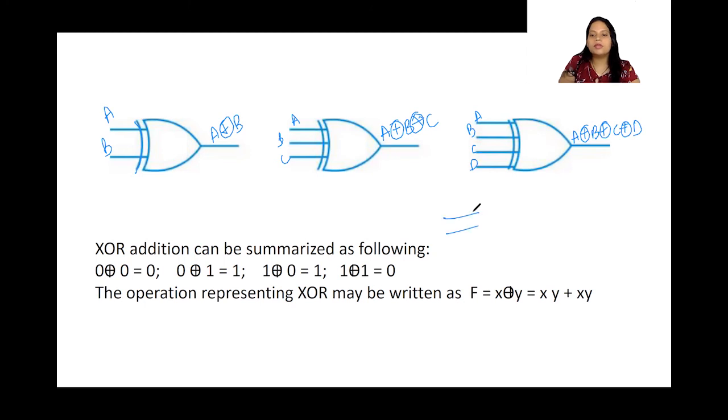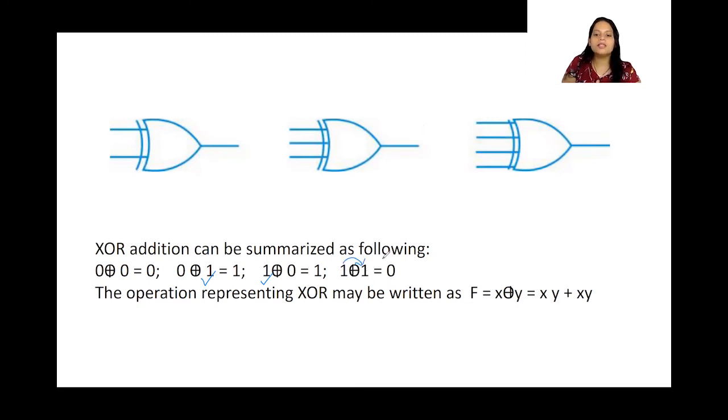The symbol you should remember. How do we write the XOR? See here, XOR addition can be summarized as follows: 0 XOR 0 is 0, isn't it? 0 XOR 1 is 1. Why? Because we have only one 1 here. 1 XOR 0 is 1. Again, we have only one 1 here. 1 XOR 1 is 0 because we have 2 ones here, isn't it?